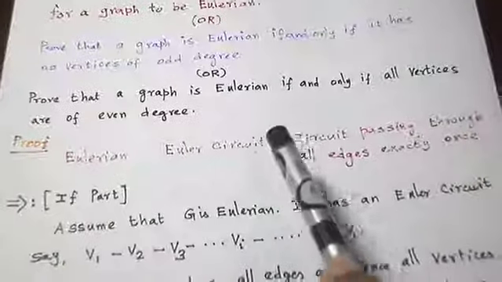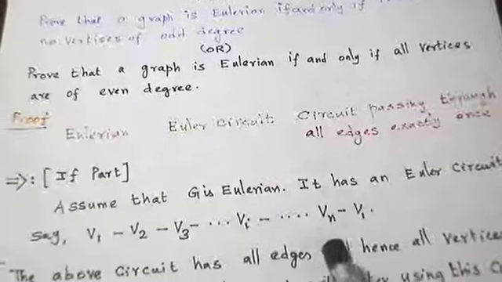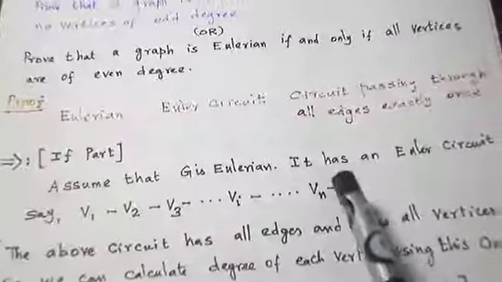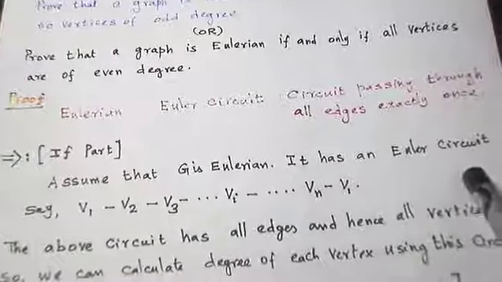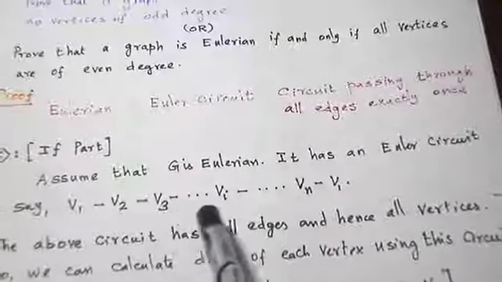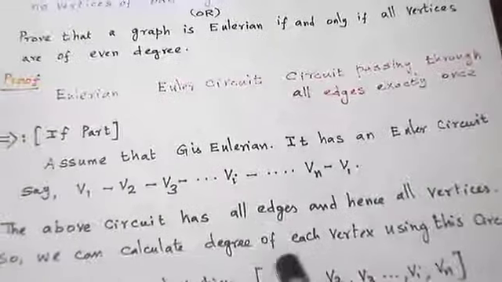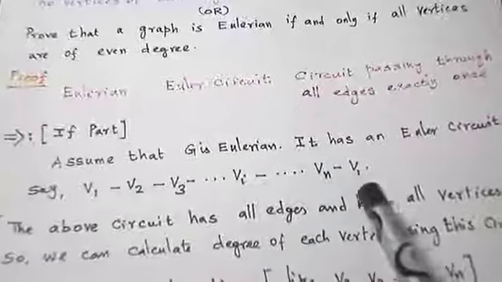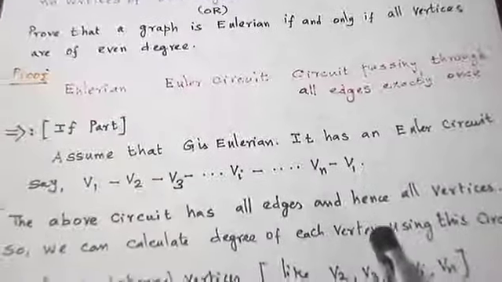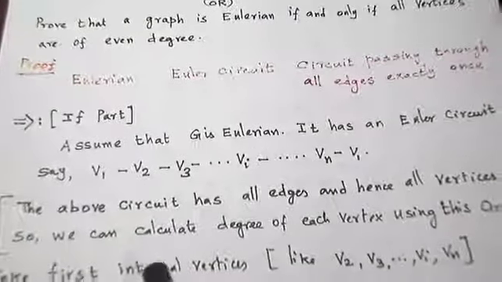That is, let me assume the graph is Eulerian and prove that all the vertices are of even degree. Assume that G is Eulerian. And once I say it is Eulerian, it has an Euler circuit. And let me take that circuit as V1, V2, V3, etc., Vi, etc., Vn to V1. Now this circuit is Eulerian, so it has all the edges exactly once. And hence it has all the vertices of the graph.